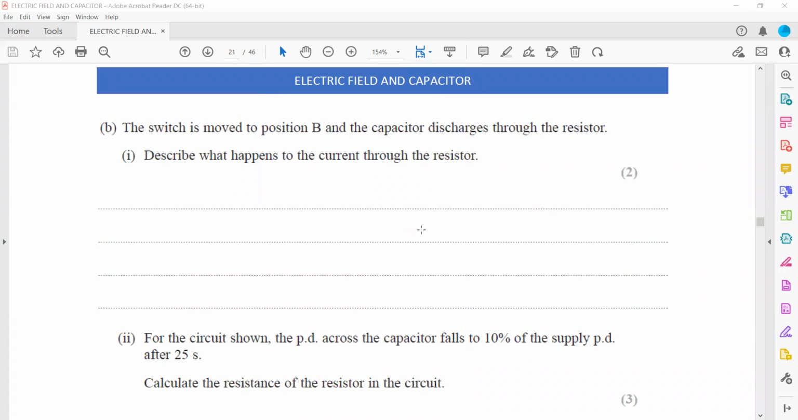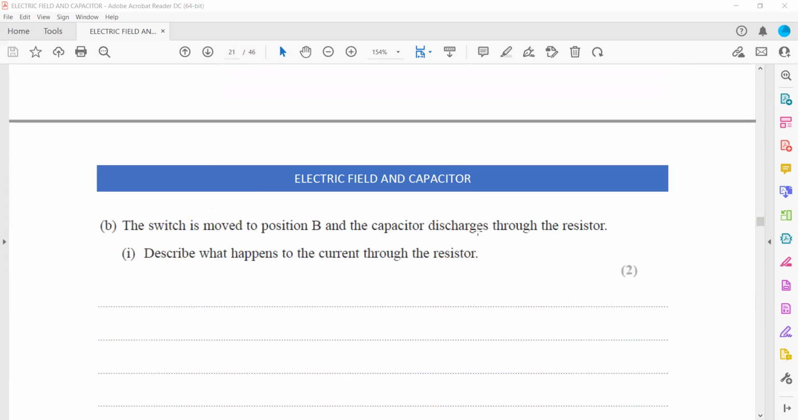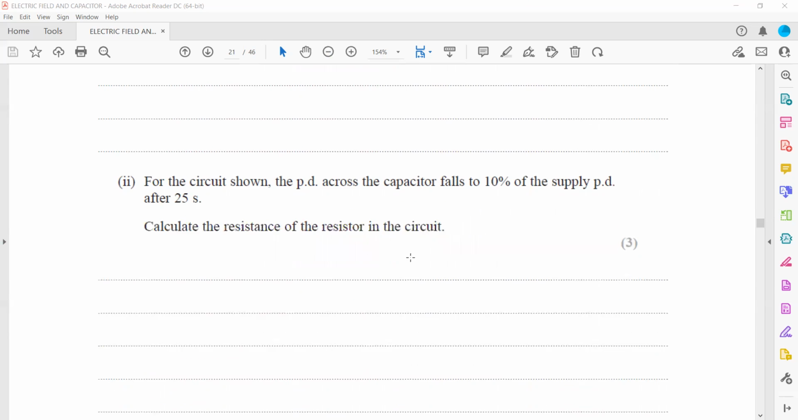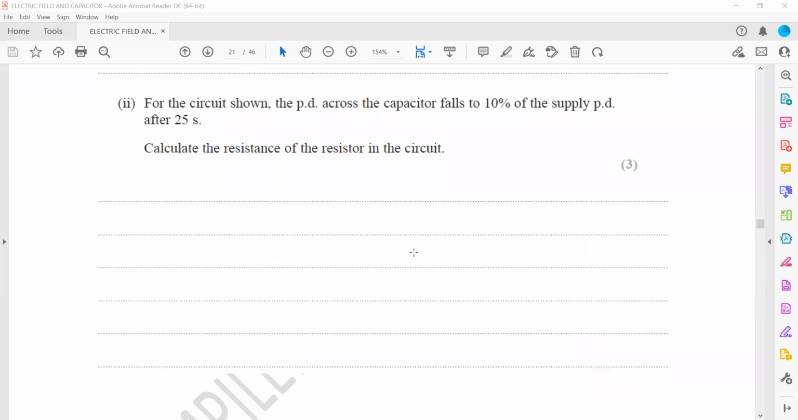Then the switch is moved from position A to position B and the capacitor discharges through a resistor. Describe what happens to the current through the resistor. When a capacitor is charging or discharging, the current always decreases exponentially. So the current will decrease over time, and what is the variation? It will decrease exponentially. Whether it is charging or discharging, the same thing happens for current. One mark is for mentioning decrease and one mark is for exponential change when you are using a capacitor. The change is exponential, so you have to include that in your statement.